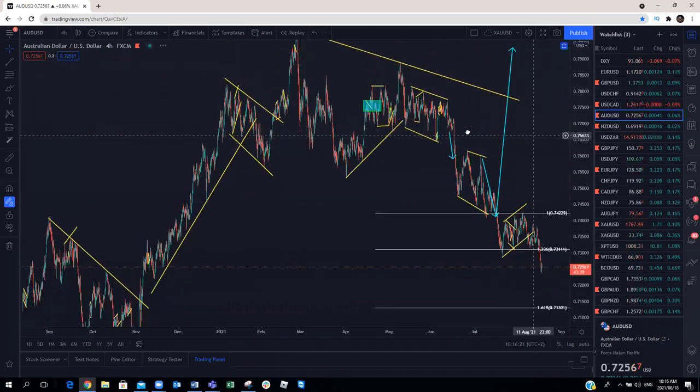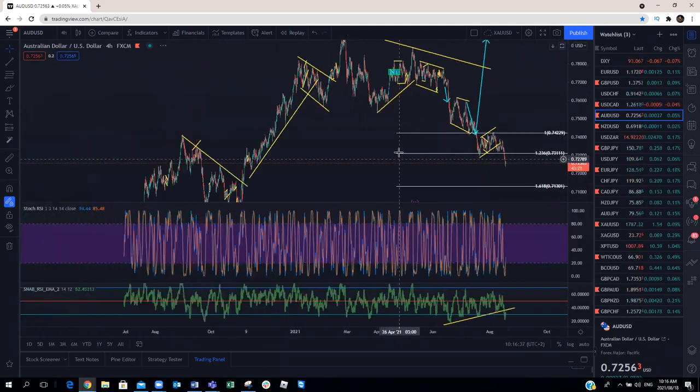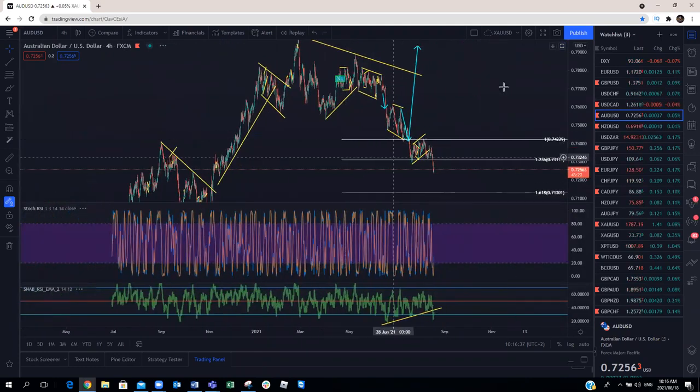And it was interesting that we made a corrective structure within the blue box. That means that was not going to be respected. So we are now currently around this level. This is still going to show us a bit of a continuation to the downside. Let's show the divergence has also been invalidated here on the 4 hour.